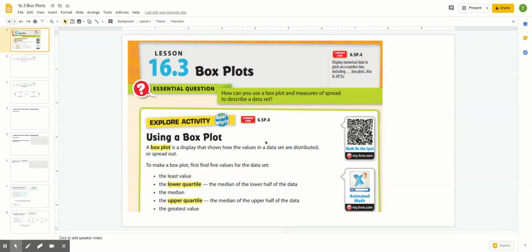All right, today's lesson is 16.3 box plots, and our essential question: how can you use a box plot and measures of spread to describe a data set? So notice the difference there. Instead of measures of center, it's going to be measures of spread. So our numbers are going to be spread out a little bit today.